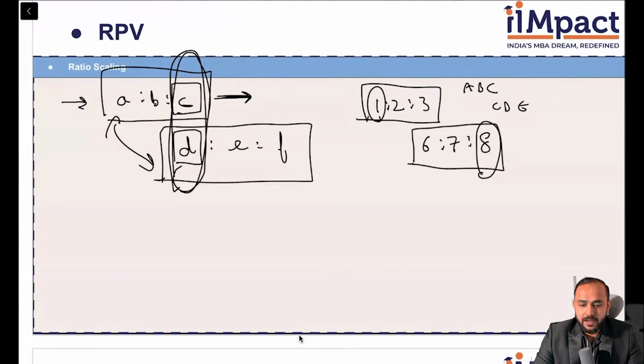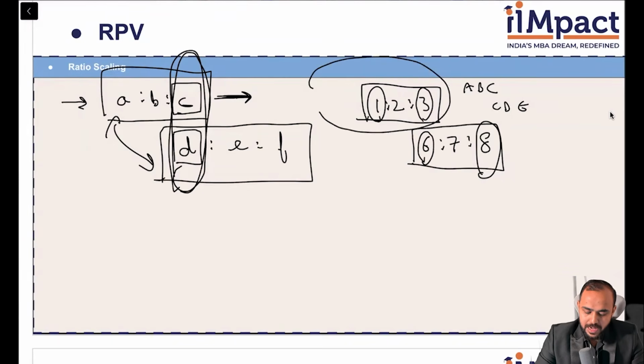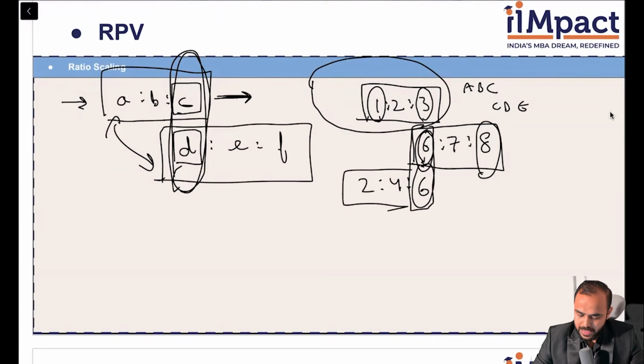You can't directly compare that, which means that you will have to bring these two ratio data points that they have given to you into one common ratio. So this 3 can become 6 if you multiply this entire thing with 2. So 1 is to 2 is to 3 is the same thing as 2 is to 4 is to 6. And now because 6 is equal to 6, I can merge these two and say that A is to B is to C is to D is to E is 2 is to 4 is to 6 is to 7 is to 8.